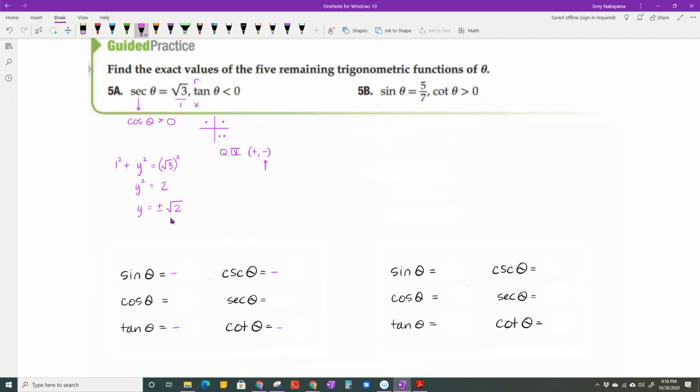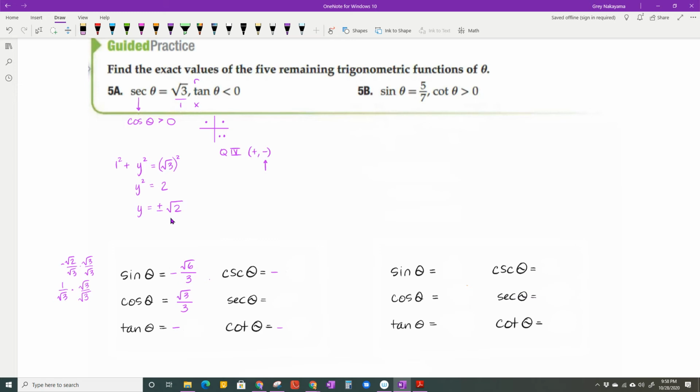So y is going to be the square root of 2, or technically the negative square root of 2. And r, we already know, is the square root of 3. So this is negative square root of 2 over square root of 3. Put it into ClassCalc if you don't want to do it by hand. That gives you negative square root of 6 over 3. Cosine is 1 over the square root of 3. Again, rationalized, gives me the square root of 3 over 3.